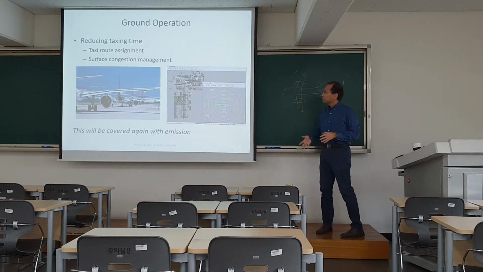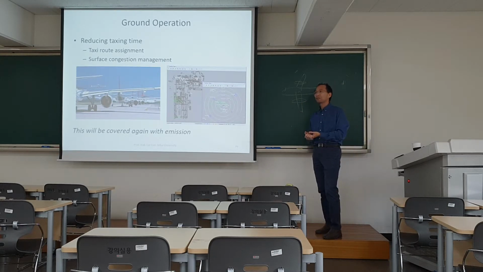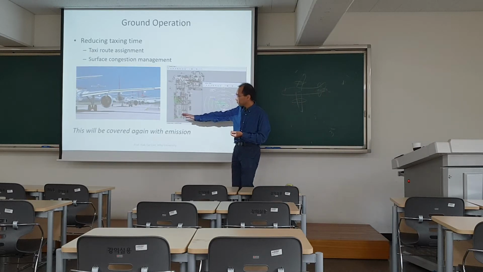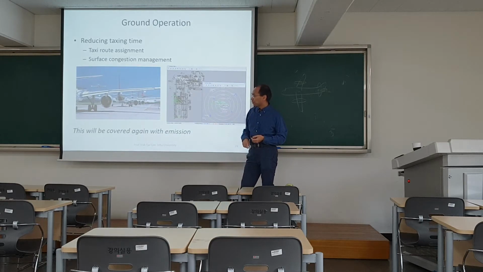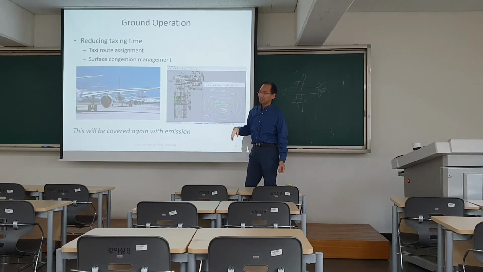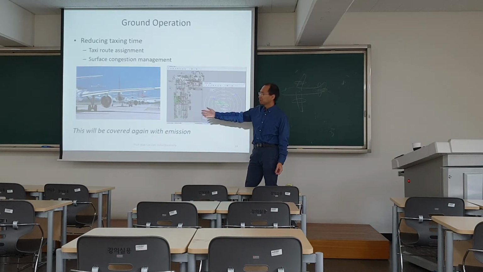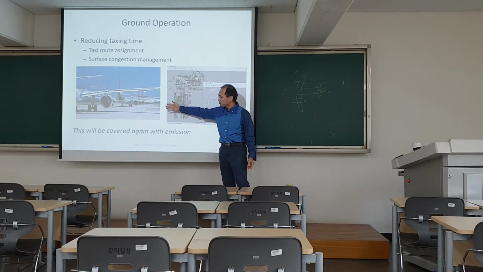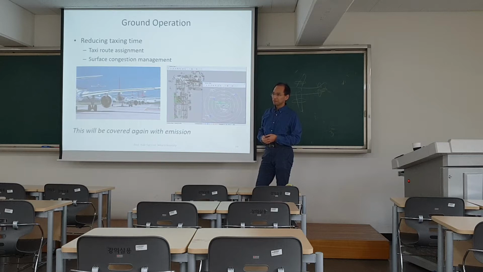One fundamental way of reducing the noise is making the ground operation efficient. This is a famous picture of a departure queue. All these airplanes are waiting to take off at one runway, and if this happens, you might have to wait here for almost an hour. It's a very irritating situation.